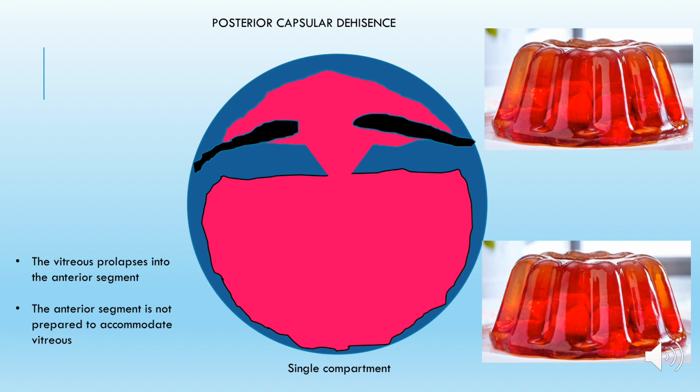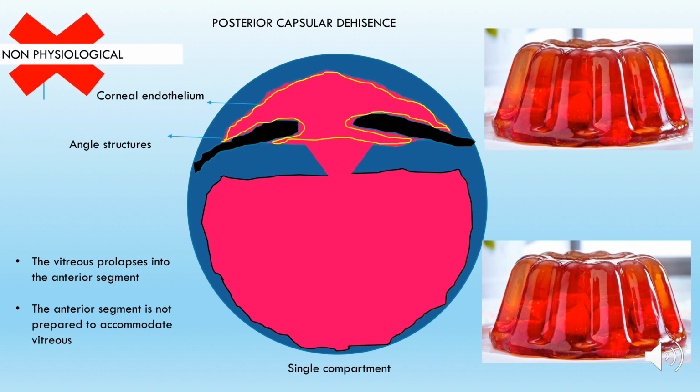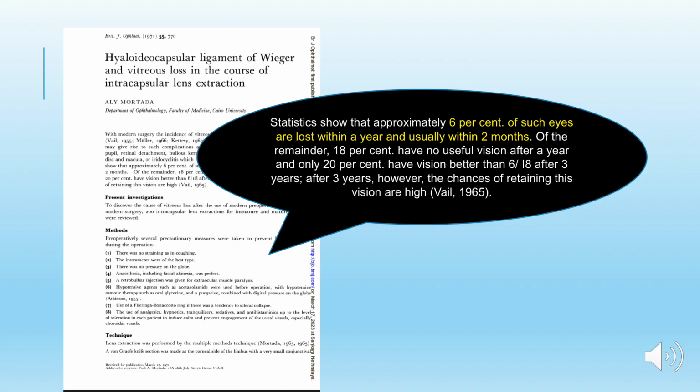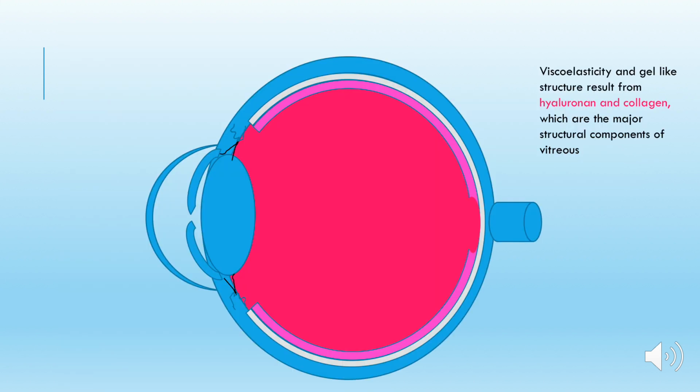Now, the anterior segment is not prepared to accommodate the vitreous. The corneal endothelium and angle structures get irritated. It's non-physiological and leads to complications like secondary glaucoma, bullous keratopathy, corneal opacities, and iridocyclitis. In 1971, a paper published in BJO said 6% of such eyes are lost within a year, and usually within 2 months.